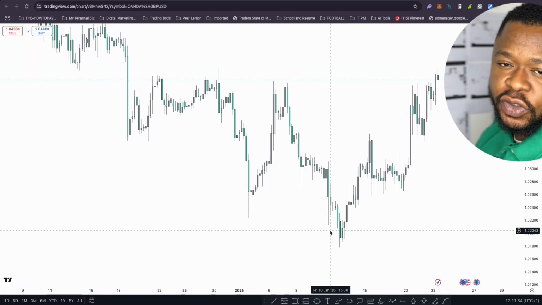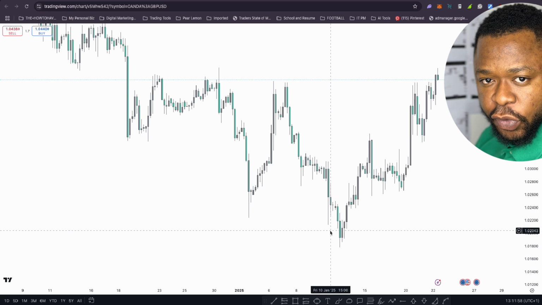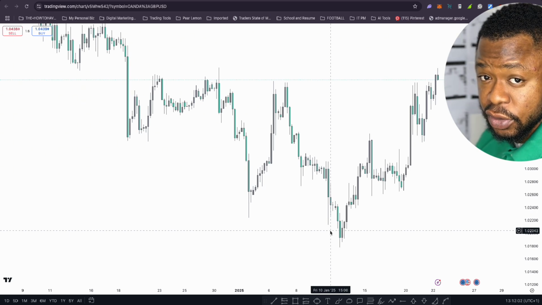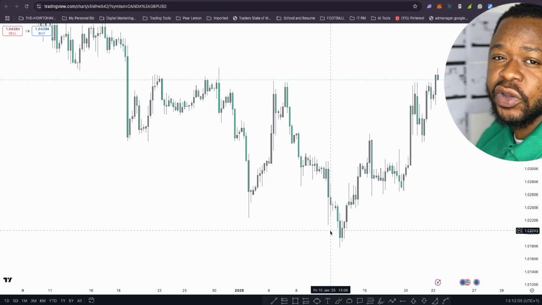Let your candles close before you take a trade, before you take your next trade. Let your candles close. Today we'll be talking about allowing your candles to close before you make a decision in the market.